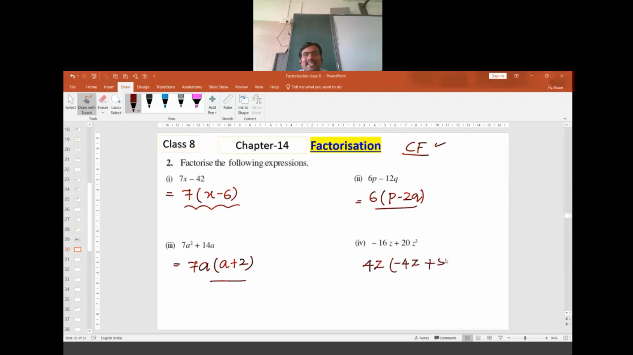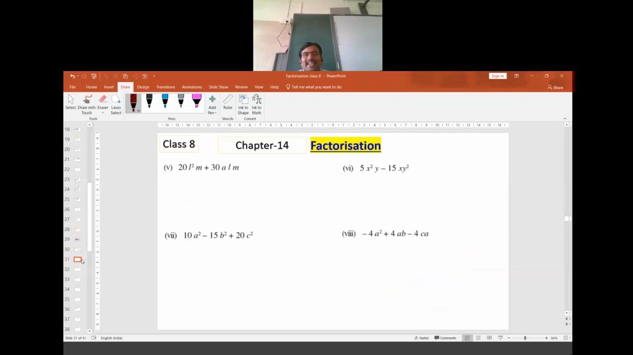Sir, x is not there, 4z. Z square will become z only if you write there minus 4. Plus. Is it correct now? Yes, sir, it is correct. Or if I am writing minus 4z, if you take it common, you get positive 4 and negative 5z. Then negative. This also is correct.